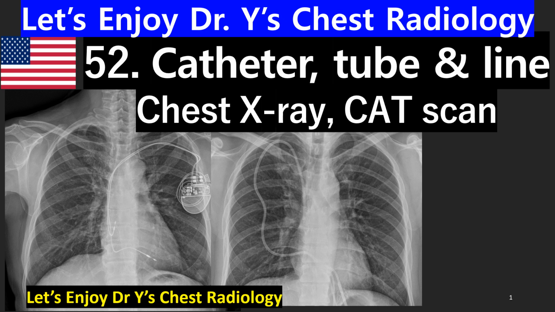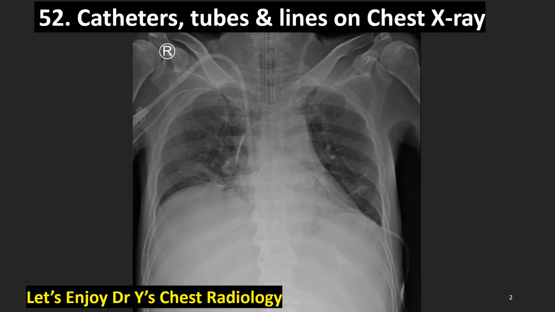Chapter 52. Today we're going to talk about catheters, tubes, and lines on the human body on chest X-ray and CAT scan. Let's go! Catheters and tubes and lines on chest X-ray on the human body. How many catheters, tubes, or lines does this patient have? 1, 2, 3, 4, 5, 6. Altogether, 6 tubes and catheters.